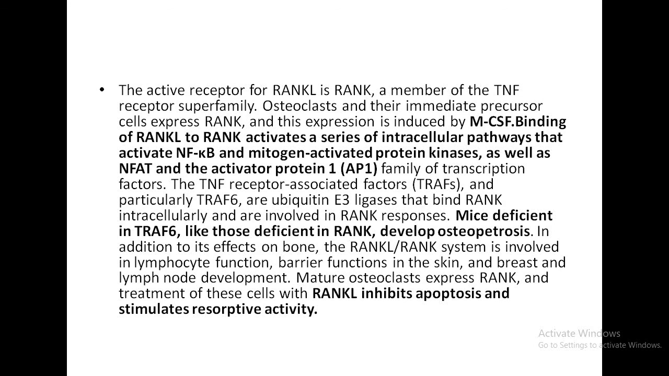So the main receptor for RANKL is RANK. Osteoclasts and other precursor cells express RANK, and the expression of RANK is induced by MCSF. When RANKL binds to RANK, it activates intracellular pathways that in turn activate NF-kappa B, MAP kinase, NFAT and AP1. Mice deficient in TRAF6, like those deficient in RANK, develop osteoporosis.